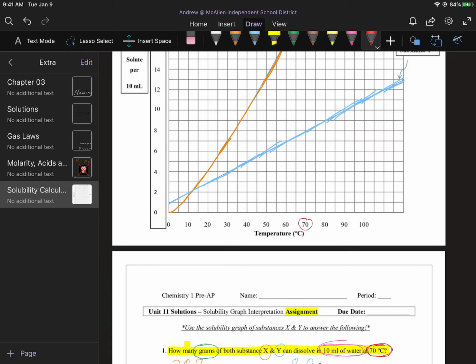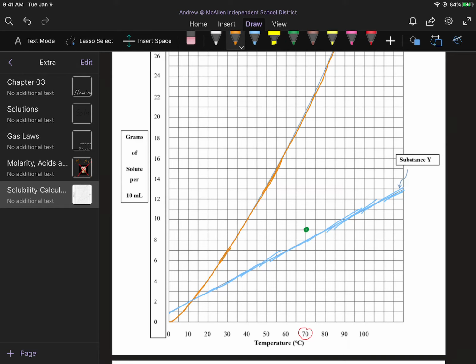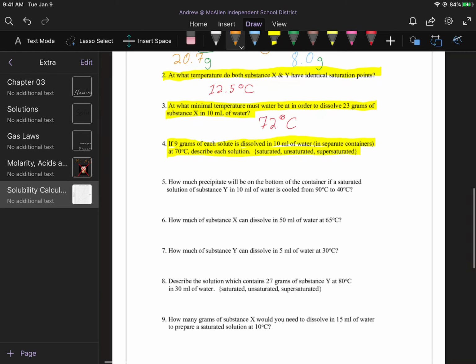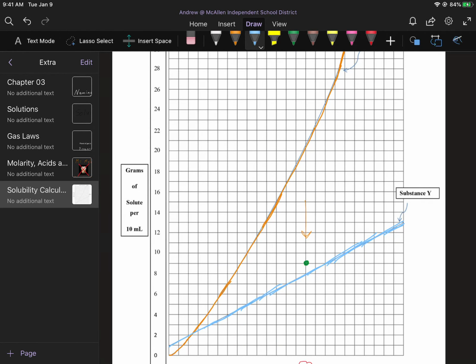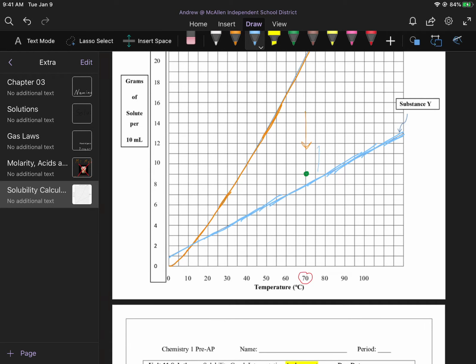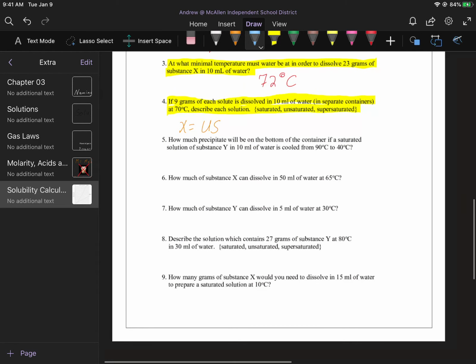And we have 9 grams of solute. So 9 grams is right there. Now it wants us to describe it as saturated, unsaturated, or supersaturated. In reference to substance X in orange, this green dot is below the line, which means X is unsaturated. I don't feel like writing the whole thing. Substance Y, on the other hand, that dot is above the line, which means it is supersaturated.